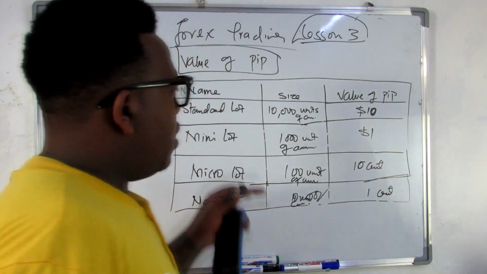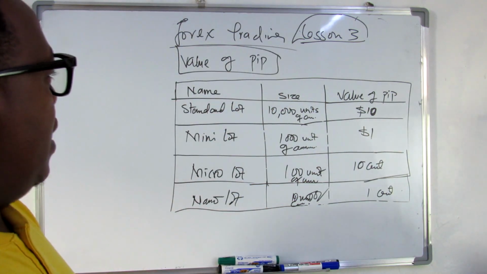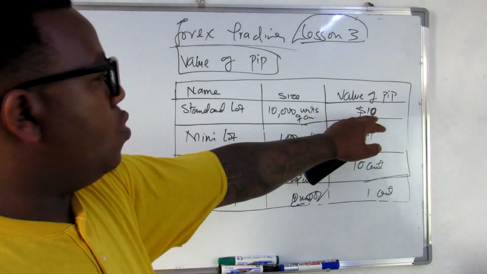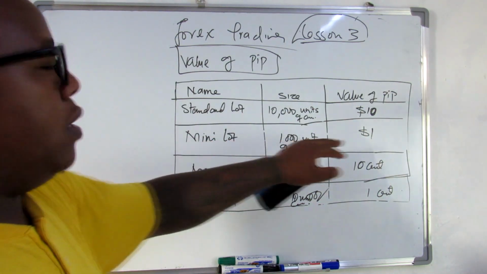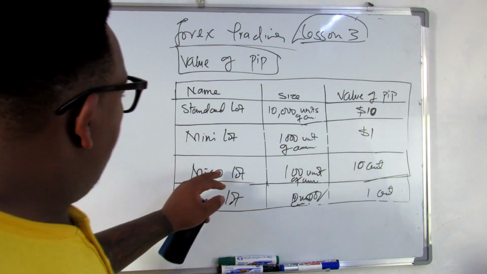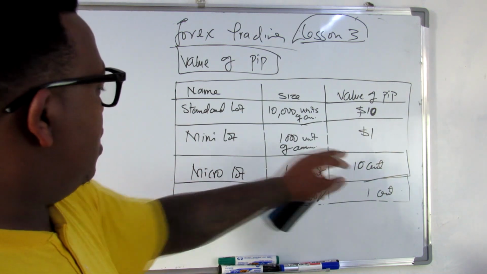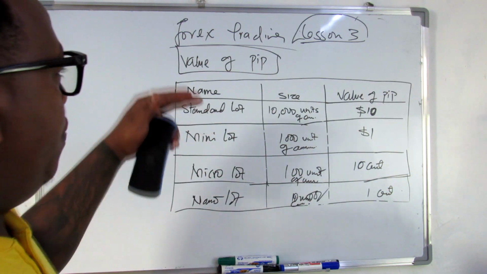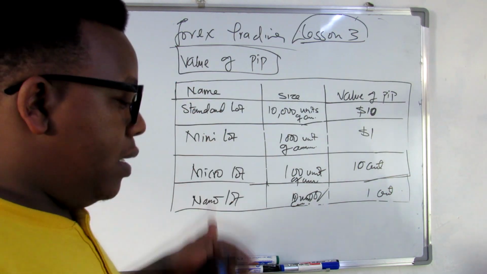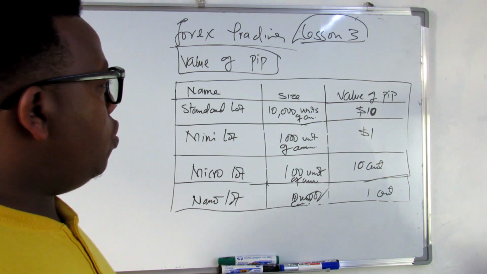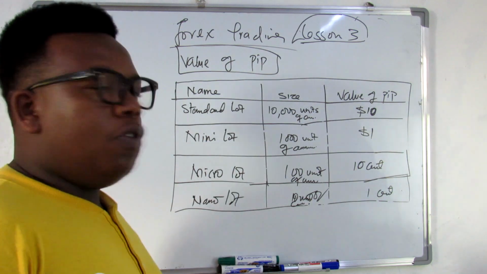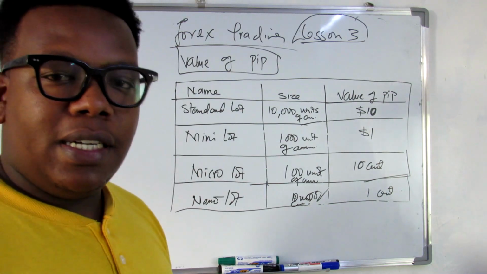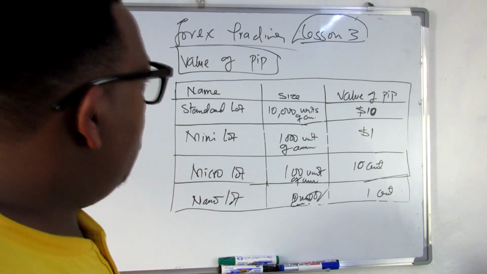It's important for you to copy and understand exactly how all these work. For the standard lot, the value of pip is usually $10. For the mini lot, the value is usually $1. For the micro lot, the value is 10 cents. And for the nano lot, the value is 1 cent. So just copy this table as it is. Then we're going to proceed, and I'll show you how you calculate the value of pip with the help of this table for every trade that you want to execute.